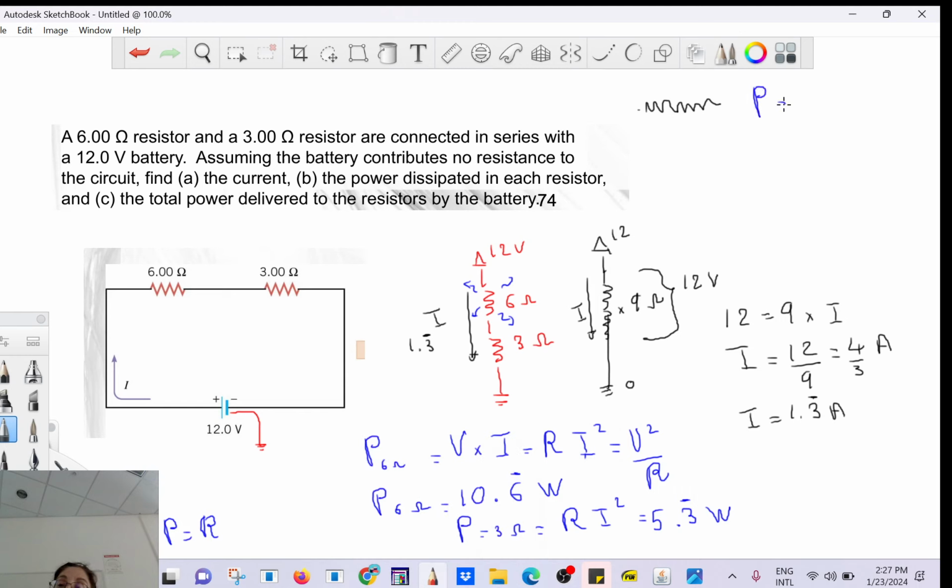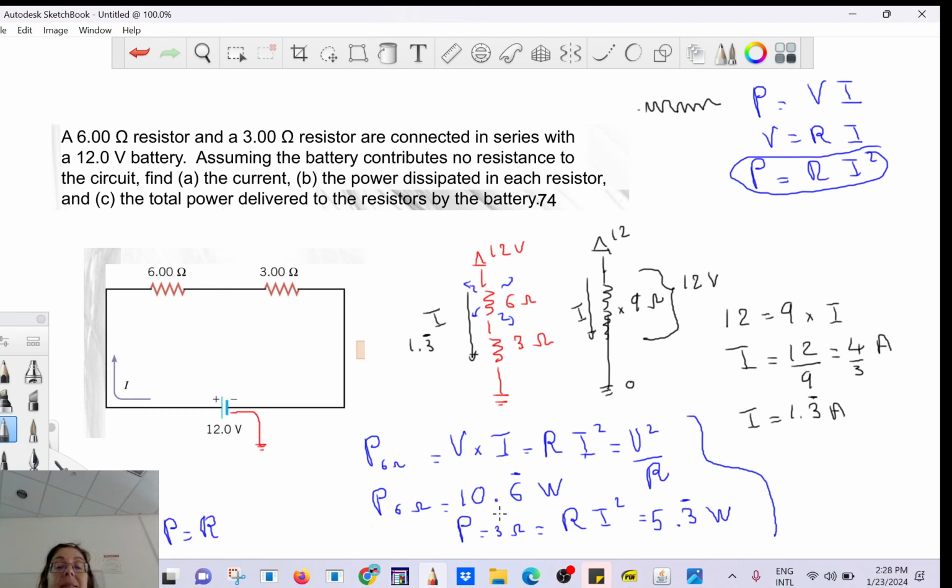See, I made a mistake before because P equals V times I and V equals Ri. So P equals Ri square, not R square I. It's too bad I cannot rewind the class. Okay, sorry. So what will be the total power?